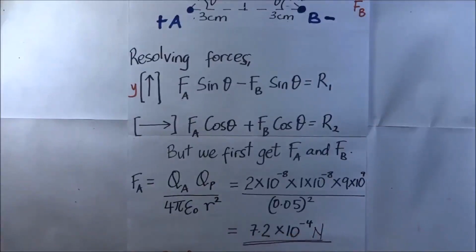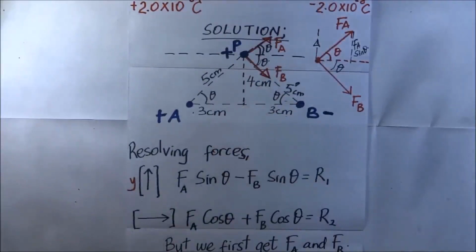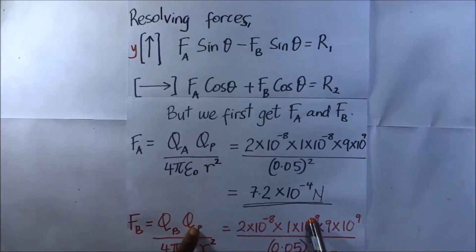So now let's try and find FB. FB, the force that is acting on P due to B, we get using the same formula: the charge on B times the charge on P, divided by 4 pi epsilon naught times R squared. The charge QB is 2 times 10 to the power negative 8 times the charge on P, which is 1 times 10 to the power negative 8, times 9 times 10 to the power 9, which is equivalent to 1 over 4 pi epsilon naught, times the separation.